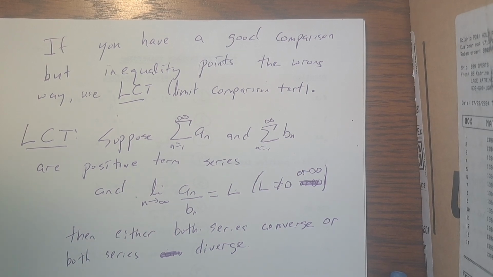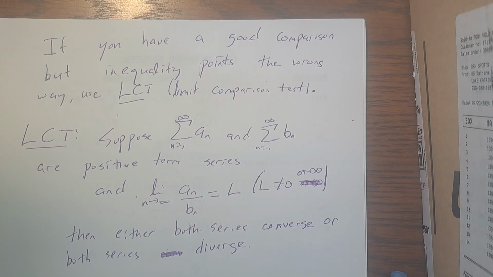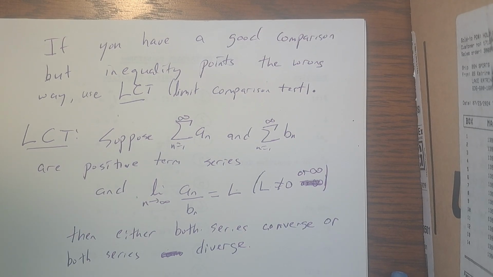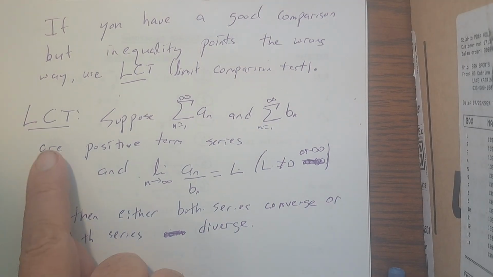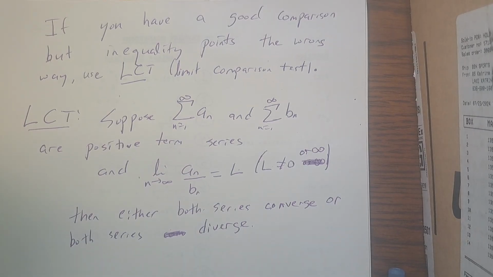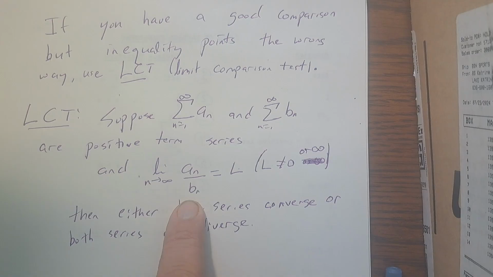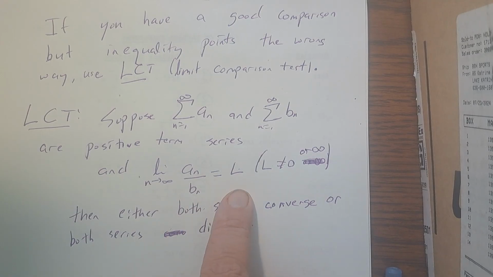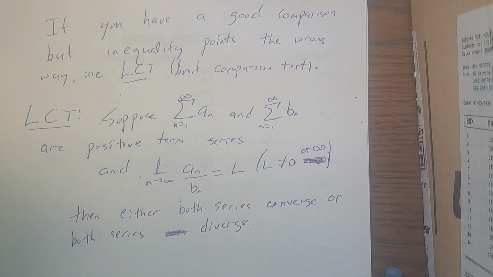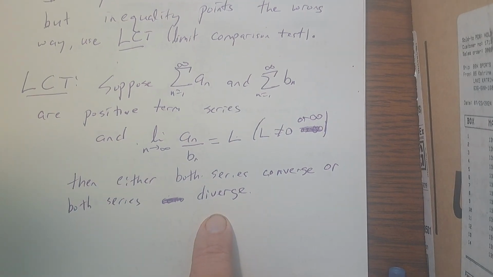If you can't figure out which one's bigger but you think it's a good comparison to have, or you know which one is bigger but it's the wrong one, then you can do the limit comparison test, and that usually does work. It has the same supposition as the basic comparison test: positive term series. The additional condition is that when you take the limit of the ratio, you get a number L, and L can't be 0. If that happens, then either both series converge or both series diverge.